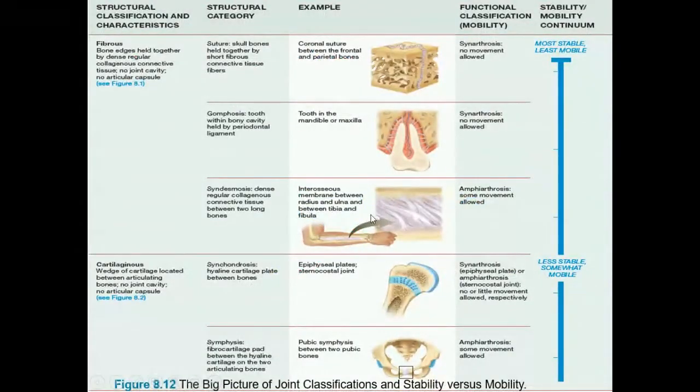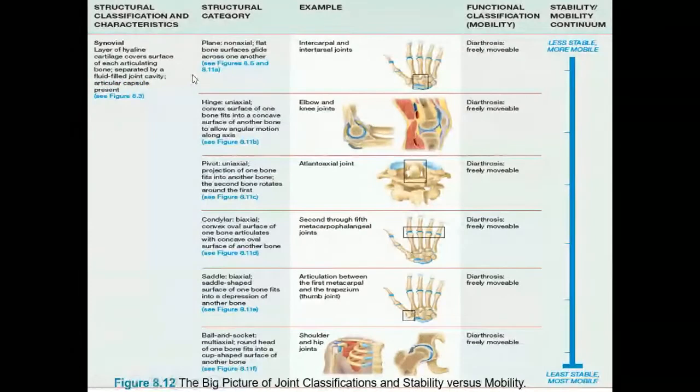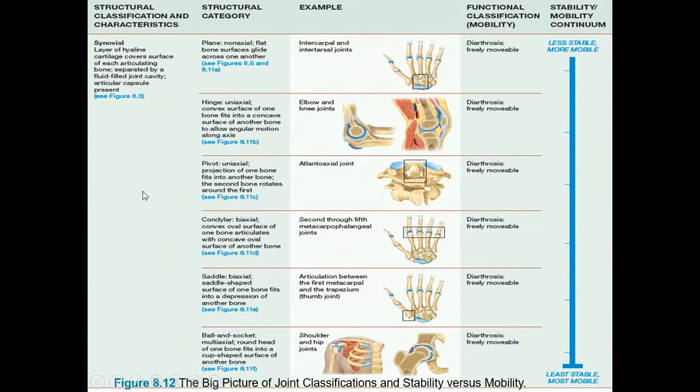All right, so these two tables are simply going over the most important ones, so they're summaries of each one. We have the fibrous types of joints: sutures, gomphoses, syndesmoses. We have the cartilaginous joints: synchondroses, symphyses. And then we have all of the synovial joints. Again, synovial joints are highly diversified. We have plane joints, hinge, pivot, condylar, saddle, ball and socket.